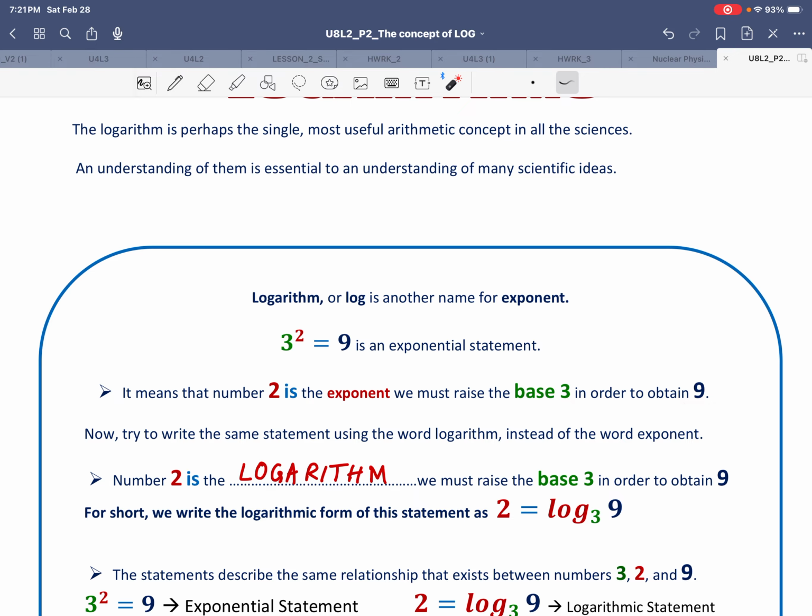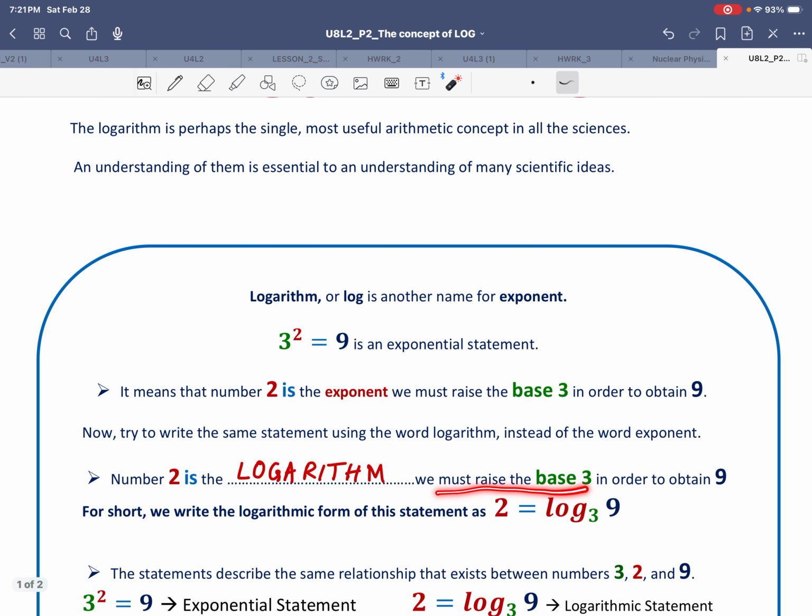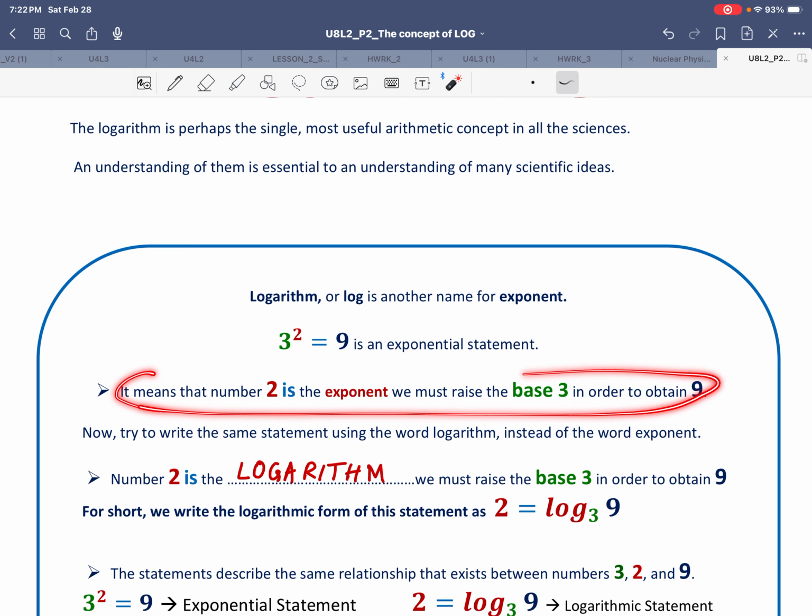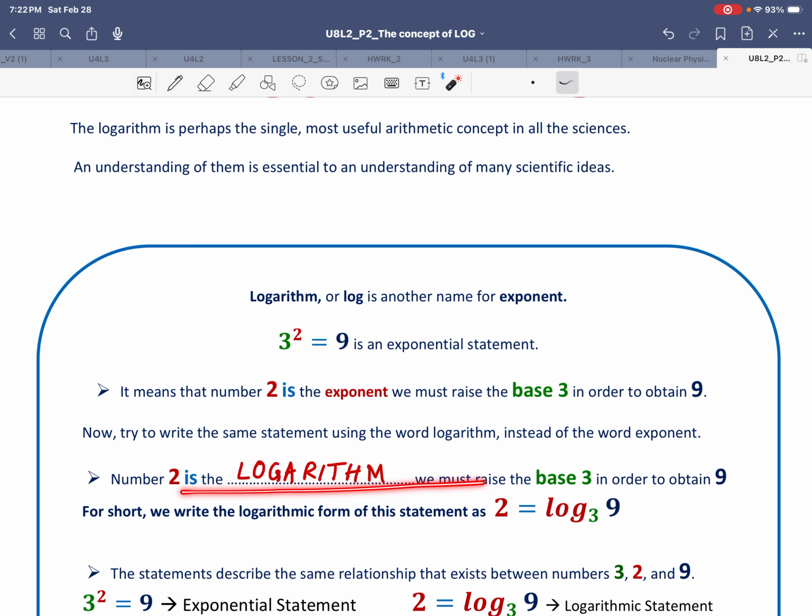Now, we're going to read the same statement, but instead of the word exponent, we're going to use the word logarithm. So we're going to say number 2 is, so same thing, the exponent. So now we're not going to say exponent, we're going to say logarithm. We must raise the base 3, so same statement, in order to obtain number 9. Now, as you can see, these two statements describe the exact same relationship that exists between numbers 3, 2, and 9. But now we're going to rewrite this statement into a mathematical equation.